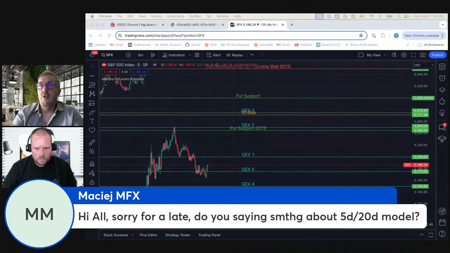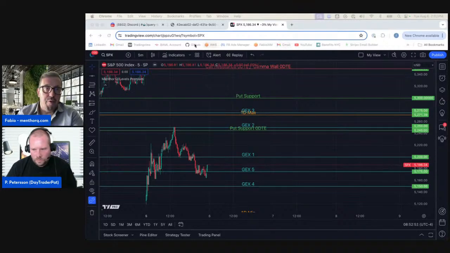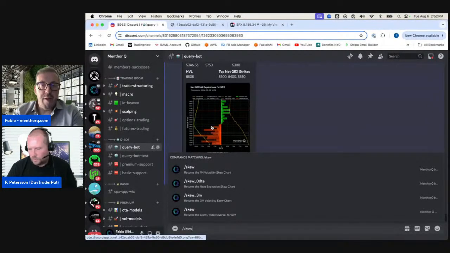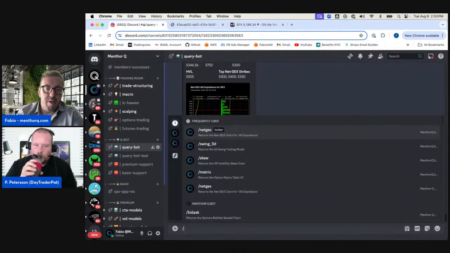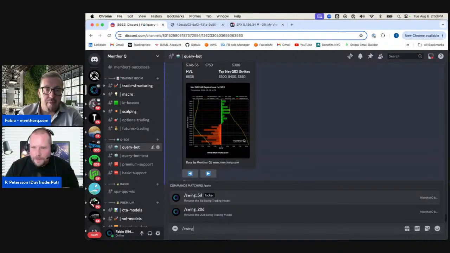Let's look at the 5-day and 20-day model. As we showed before, as of July 16, we released a swing trading model. The goal of the swing trading model is to give you an idea of where the price would go at 5 days and 20 days. 5 days is 1 week in the future, 20 days is 1 month in the future. So the goal is to give you a volatility band that could help you first understand where you can make money, but also where you should get out. So it's a risk management tool, but it also gives you a potential direction of the model.